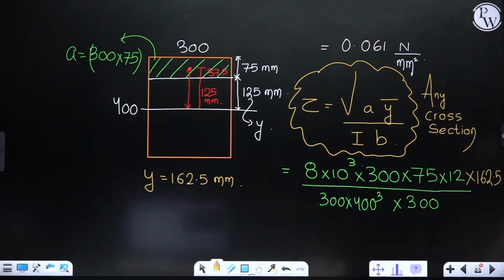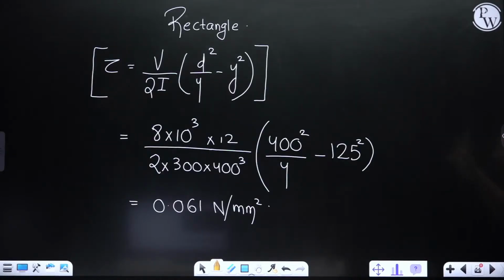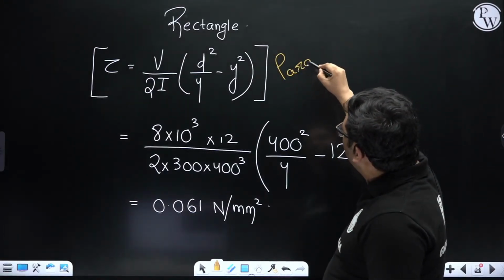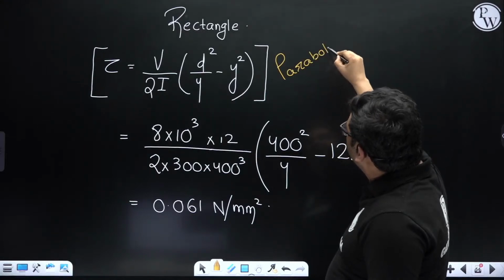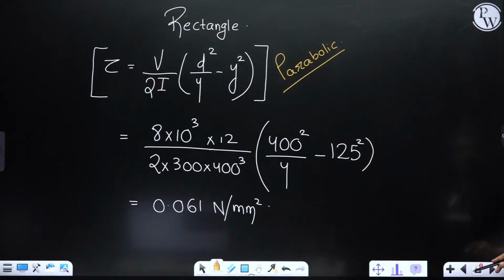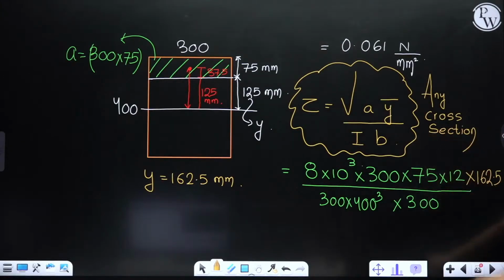Any cross section they give, you can apply this equation and get the same answer. So better to not remember more equations, right? That equation I derived just to prove that the stress is parabolic. Otherwise, there is no need of this equation. If you want to remember, you can remember. You can always solve the question using this equation also.